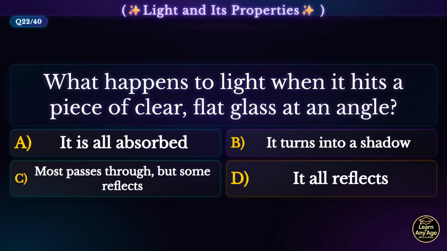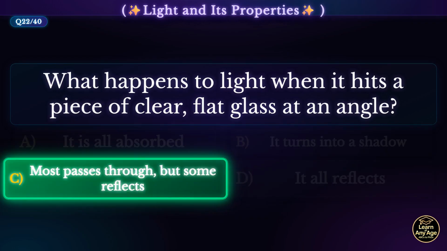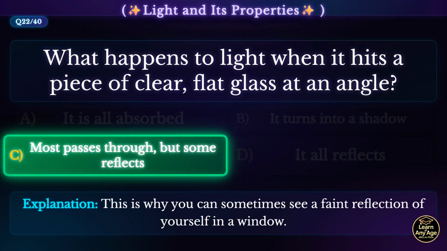What happens to light when it hits a piece of clear, flat glass at an angle? It is all absorbed. It turns into a shadow. Most passes through, but some reflects. It all reflects. Most passes through, but some reflects. This is why you can sometimes see a faint reflection of yourself in a window.